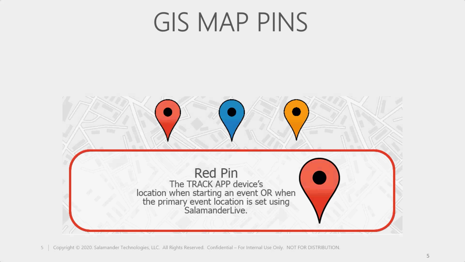Now, on the GIS map tile within Salamander Live, you're able to go in there and actually manually type in a location and set that as the primary location.